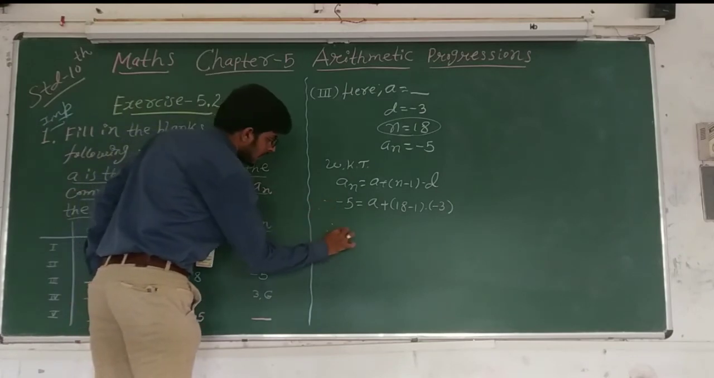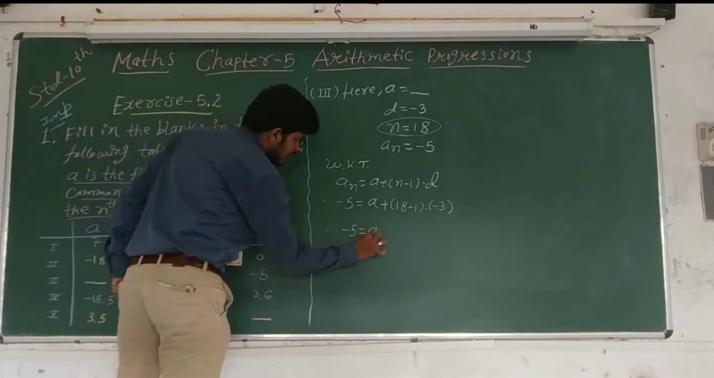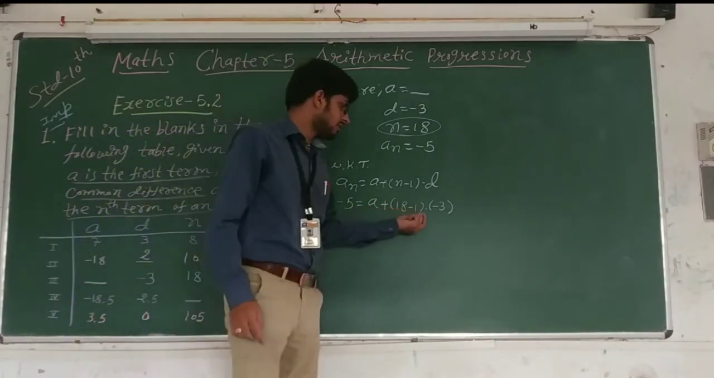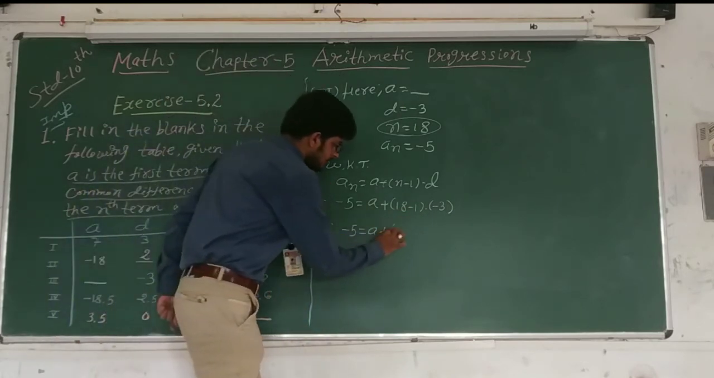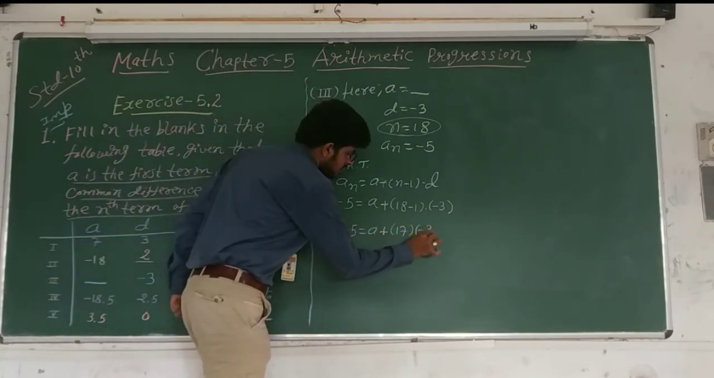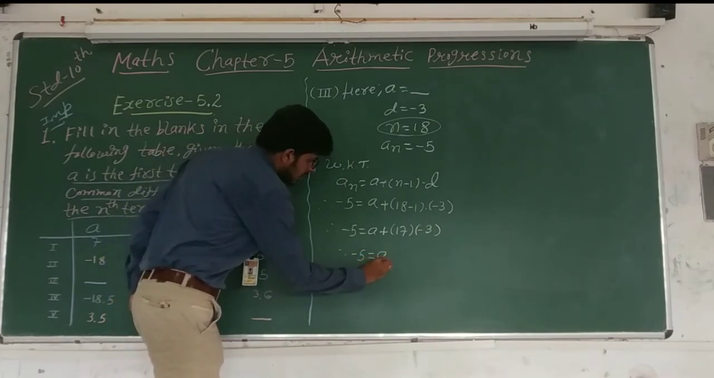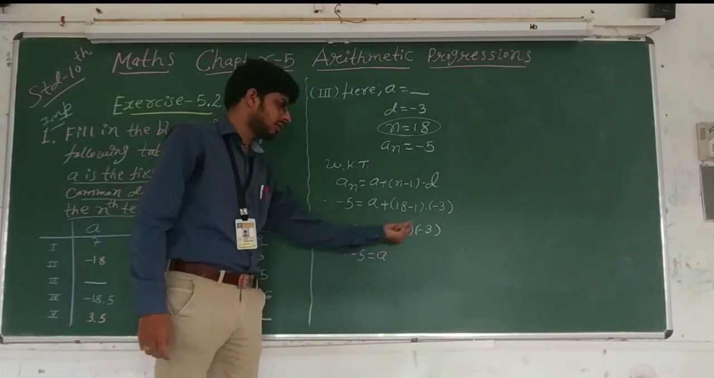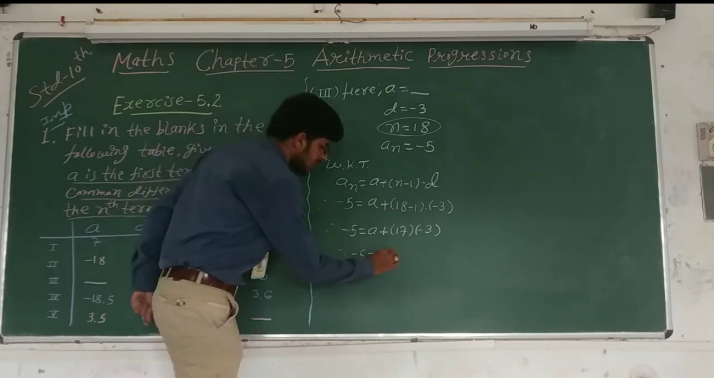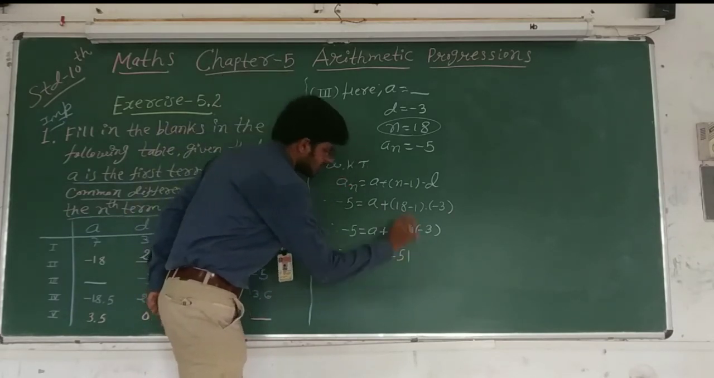Therefore, minus 5 is equal to a plus, here 18 minus 1, 17. 17 into minus 3. Therefore, minus 5 is equal to a, here plus minus minus gives negative. So 17 times 3 is 51, so minus 51.